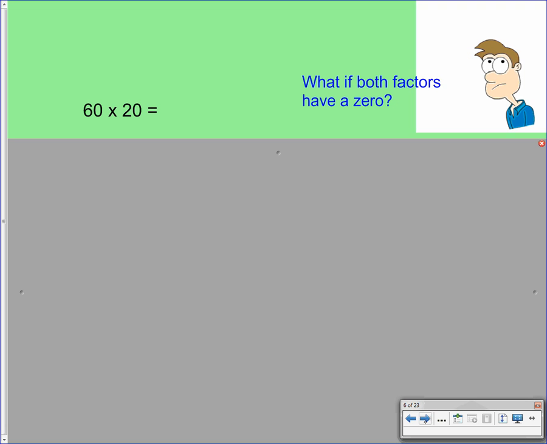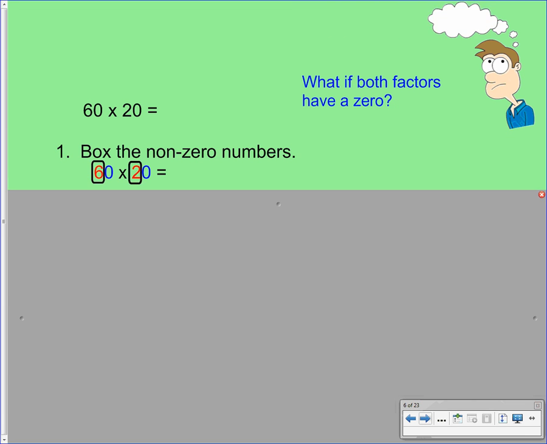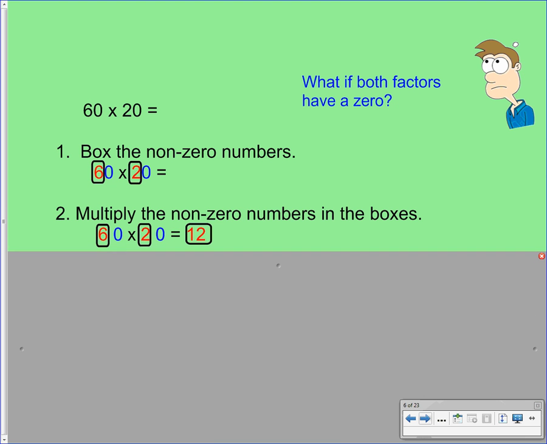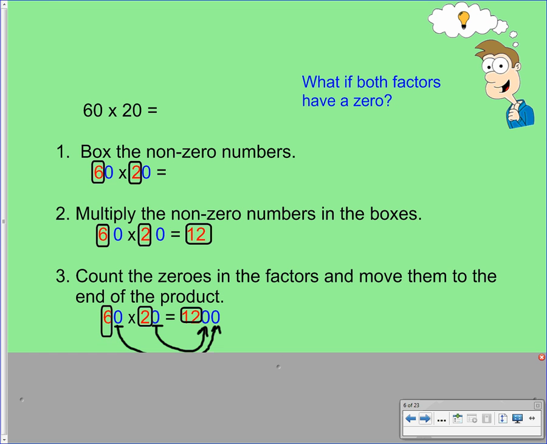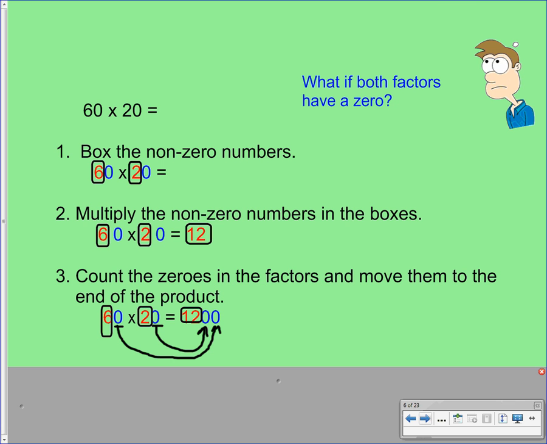All right, take another look. What do I do if both numbers end in a 0? That's pretty simple. We have 60 and 20. Again, I'm going to box my two non-zero numbers, the 6 and the 2. I get 12. Next, I'm going to count my zeros. I have 2 zeros, one with the 60 and one with the 20. Put them at the end. So 60 times 20 equals 1,200. Let me put that comma in there so we're separating our periods.